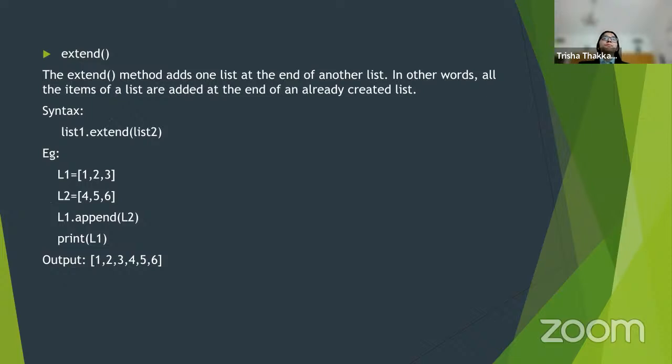The extend function. This adds one list at the end of another list. In other words, all the items of a list are added to the end of an already created list. There is no new list formed, it's just modified. And the syntax for this would be list1.extend(list2). In this example, when we type the code l1.extend(l2), all the values of list2 are added to list1.